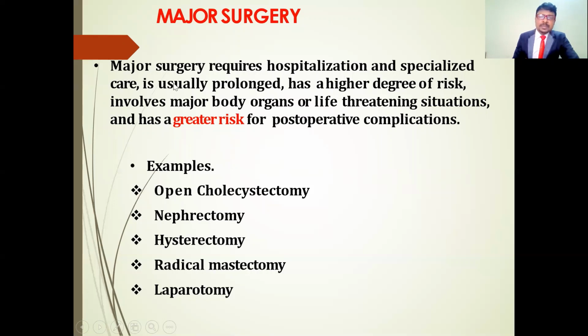So what are the examples of major surgeries? The first is open cholecystectomy, which means the removal of the gallbladder. In case of gallbladder obstruction, a stone, or severe infection or inflammation, the gallbladder has to be removed within 24 to 48 hours. Next is nephrectomy, which is a kidney surgery. Nephrectomy means the removal of the kidney. This is a major surgery.